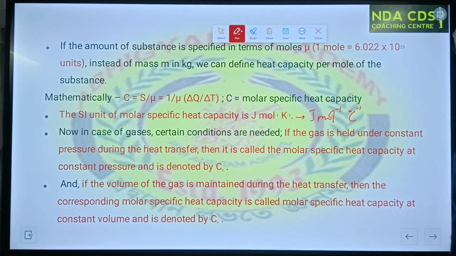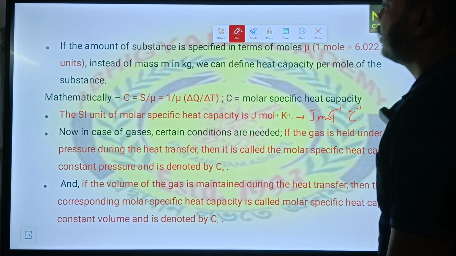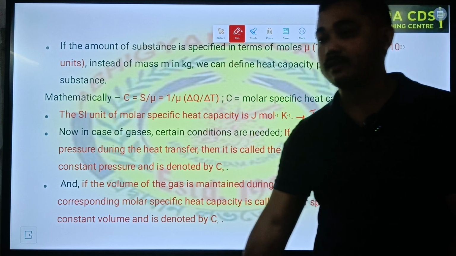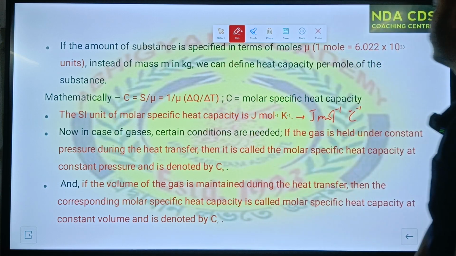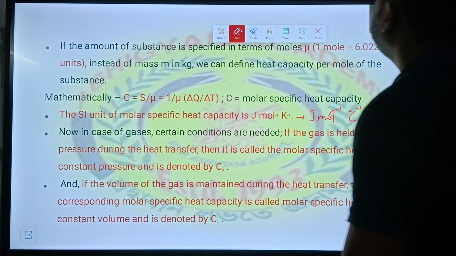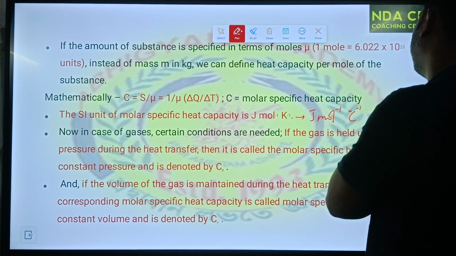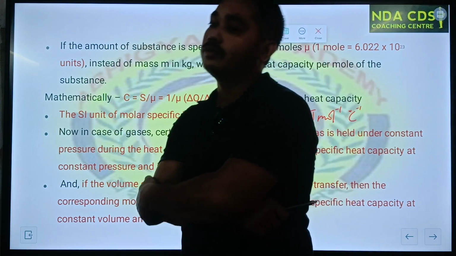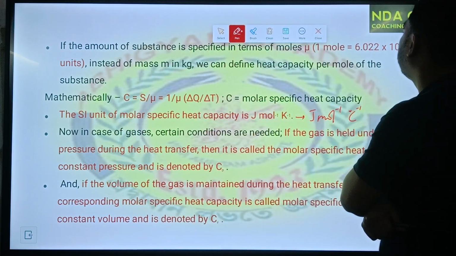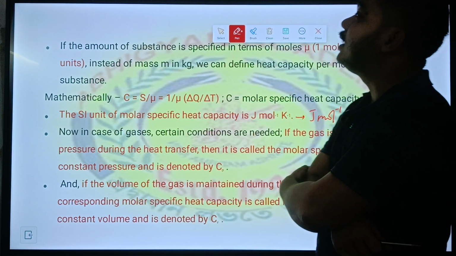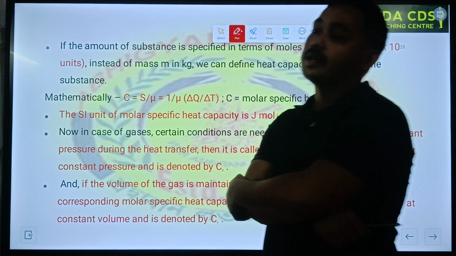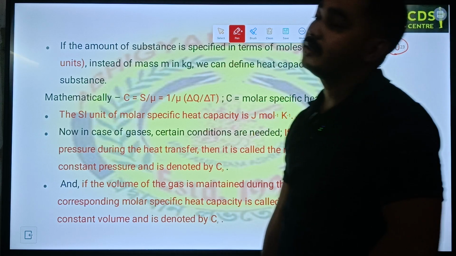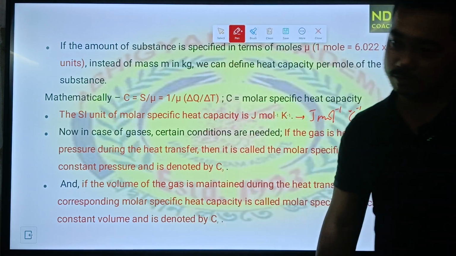Okay, understood? Molar specific heat basically means that if we don't use mass, then we use the term moles. 1 mole consists of 6.022 × 10^23 molecules. So 1 mole of a liquid or 1 mole of a substance contains approximately 10^23 particles or molecules, whatever it is. Okay.